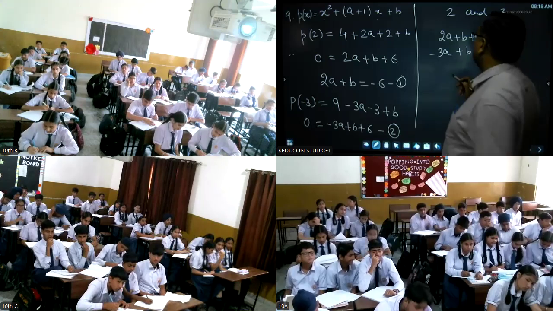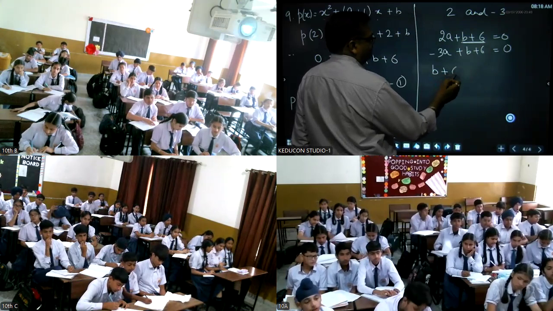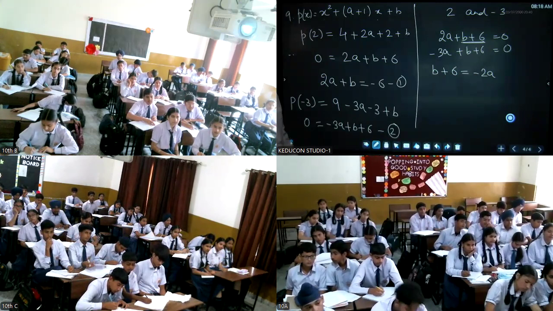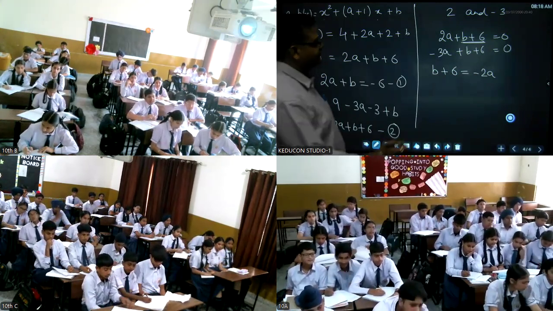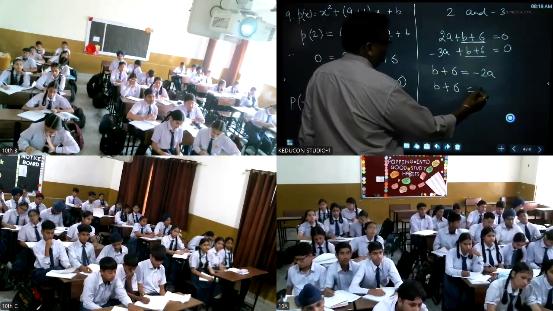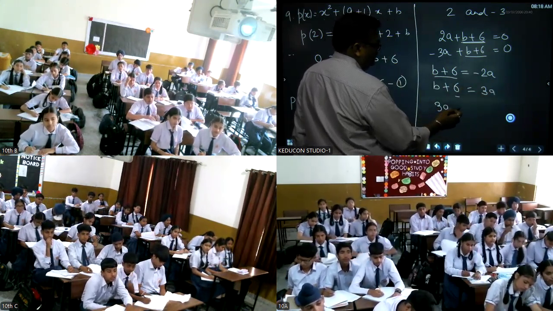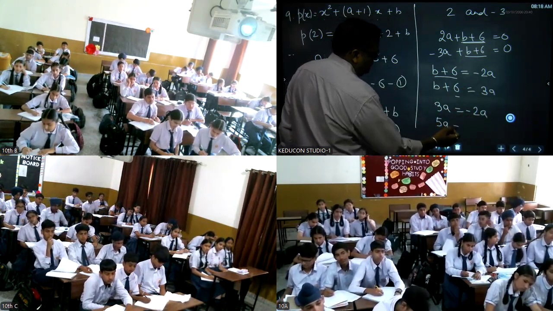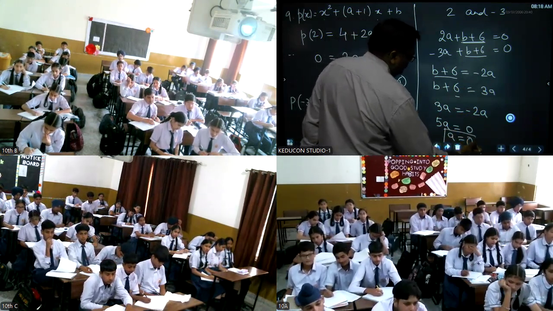So अगर हम substitution method लगाते हैं बच्चे, from here what will be the value of b plus 6? Minus 2a. Is this clear? बच्चों, is this clear or not? Sir, yes. From the second equation, what will be the value of b plus 6? 3a. So these two will be equal. So that means 3a will be equal to minus 2a. And add कर दिया बच्चे, 5a will be 0 and a will also be 0. So this is the value of a.